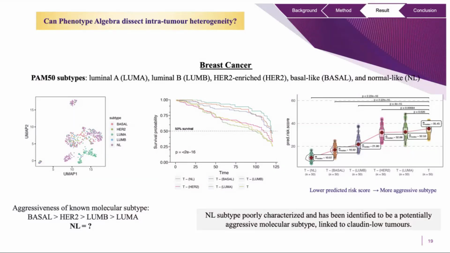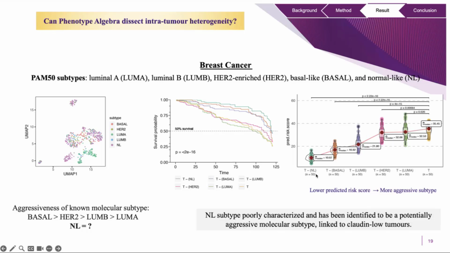So now we have moved completely into the cancer space. The first question we asked is, can we use this tool to identify intratumor heterogeneity? For this, we have used the breast cancer data. In breast cancer, we have five subtypes: luminal A, luminal B, HER2, basal, and normal-like. Luminal A and B are considered to be more on the normal side, whereas HER2 and basal are considered to be very aggressive in breast cancer.